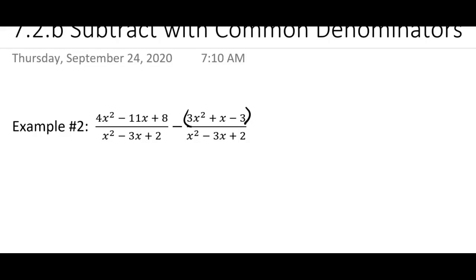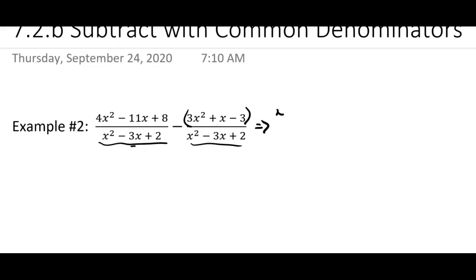Now I didn't mention, look at the denominators, see if they're the same. So in the denominator here, is that the same as the denominator here? And it is, so that's good. All right, so now we're going to go ahead and subtract those numerators.